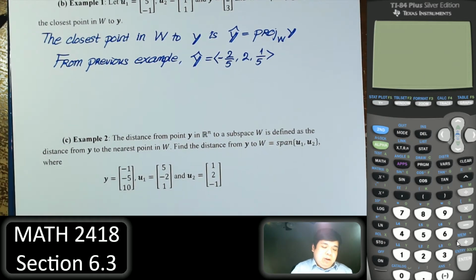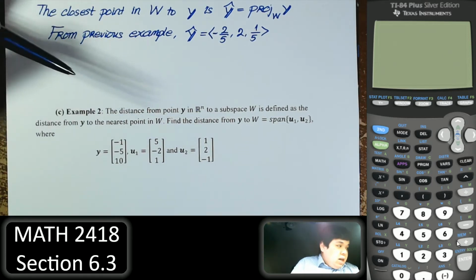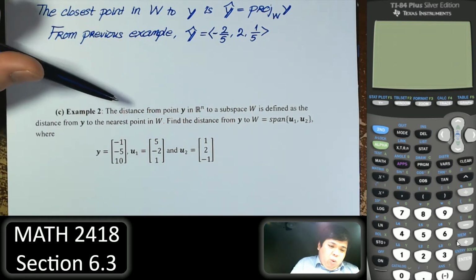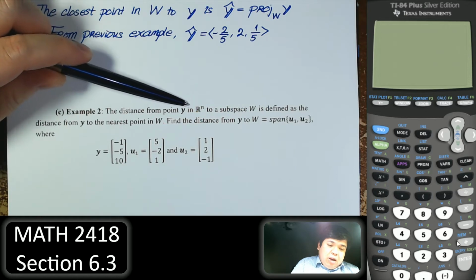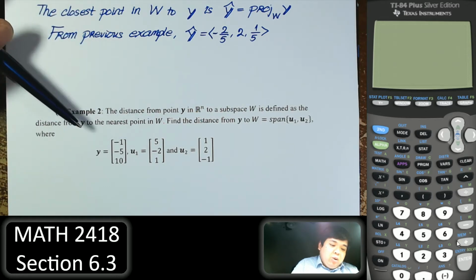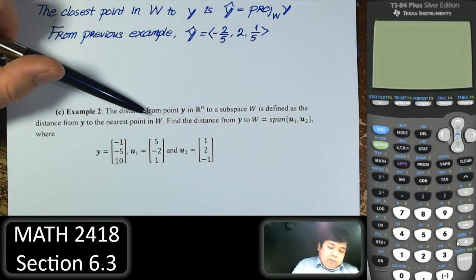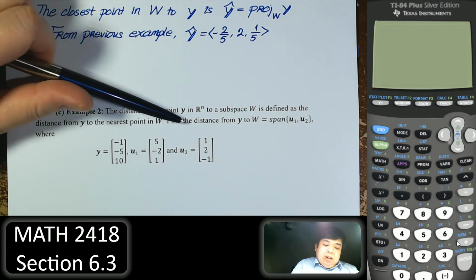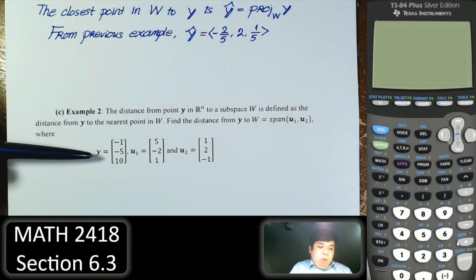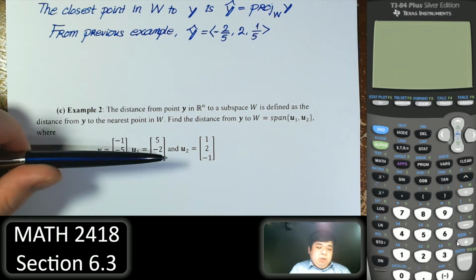Right, so simple enough. Next we have this example. The distance from point y in Rn to a subspace W is defined by the distance of y to the nearest point in W. Find the distance from y to W, where this is y, this is u1, u2.